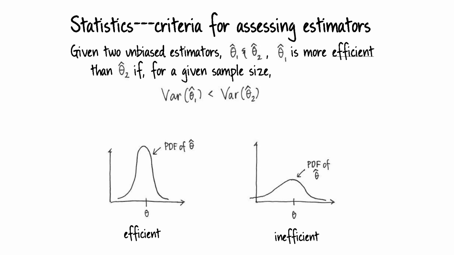So here we have two unbiased estimators. We have an efficient one whose distribution is pretty tightly concentrated around the unknown parameter, and we have an inefficient one whose distribution is much more spread out. And we're going to prefer the efficient estimator. Okay? Is that clear to everyone why we prefer it?